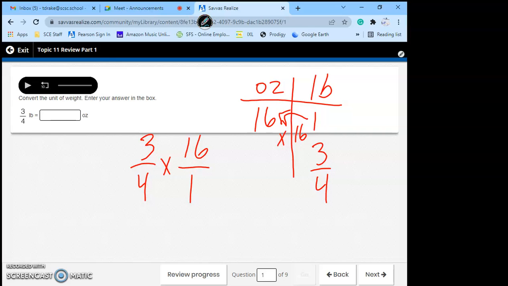I can cross simplify 4 and 16. I can count by 4s and hit both of them. 16 divided by 4 is 4. 4 divided by 4 is 1. Top times the top, bottom times the bottom. 3 times 4 is 12. 1 times 1 is 1. 12 divided by 1 is 12.